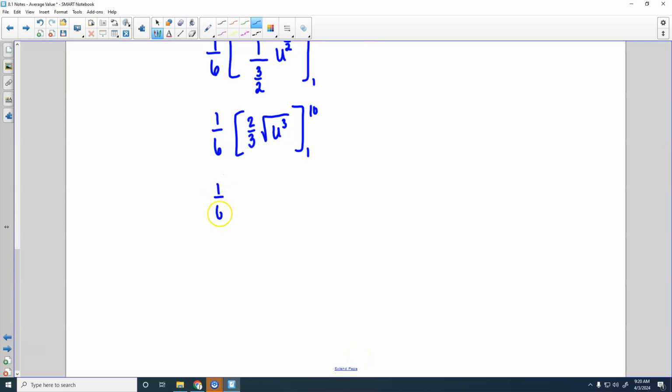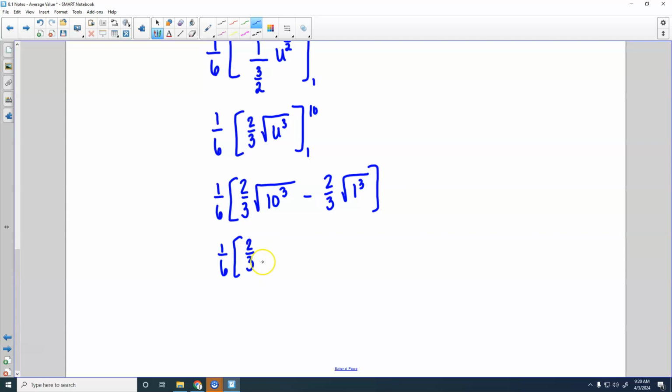And so I will have 1/6 times 2/3 square root of 10 cubed minus 2/3 square root of 1 cubed. And the answer on this is not all that pretty because you can't take the square root of 10 cubed. You could make it 10 root 10 if you want, or just make it root 1,000. I think I'll just leave it root 1,000 minus 2/3.